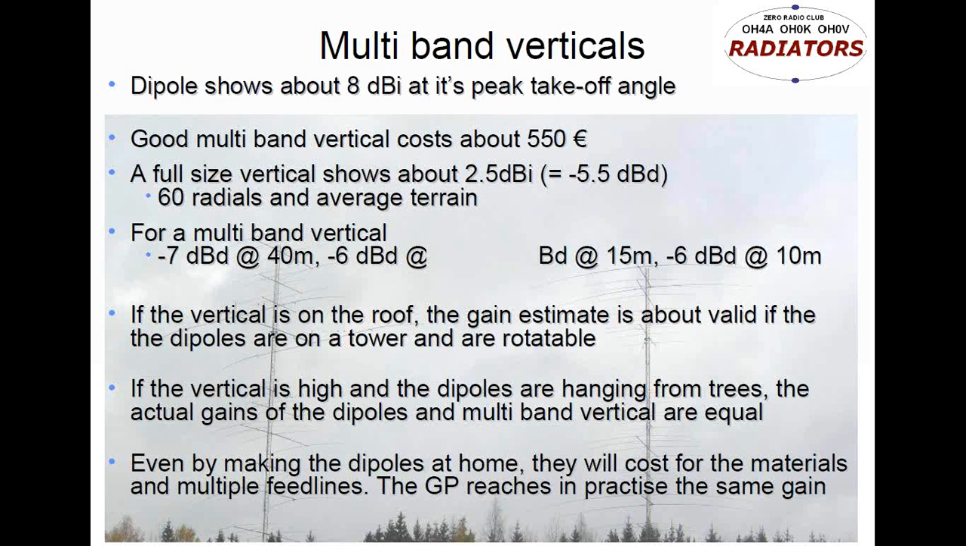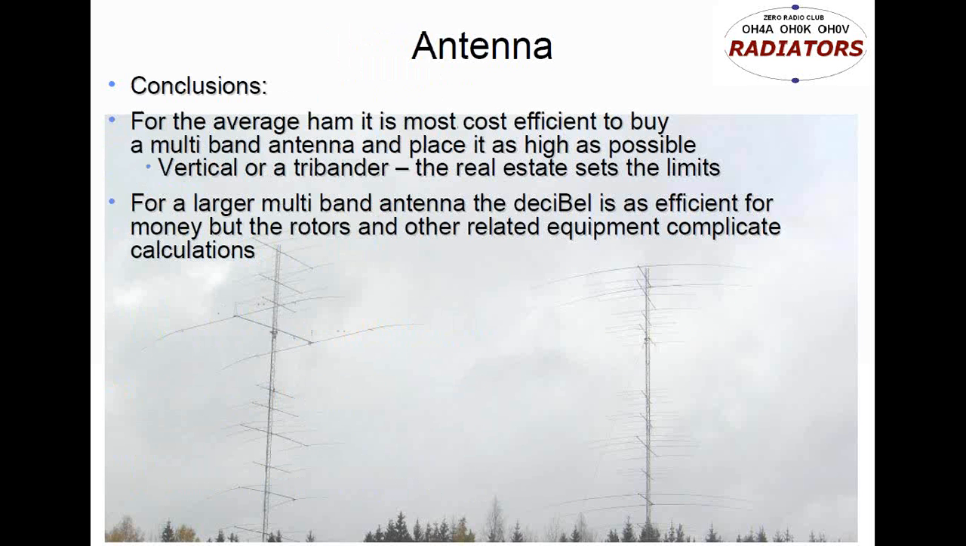Then solutions for the antenna. For the average ham, it's most cost efficient to buy a multiband vertical or multiband antenna and place it as high as possible, keeping safety and reliability in mind also. And what kind of antenna you can have, the real estate is always setting the limits, for my stations also.